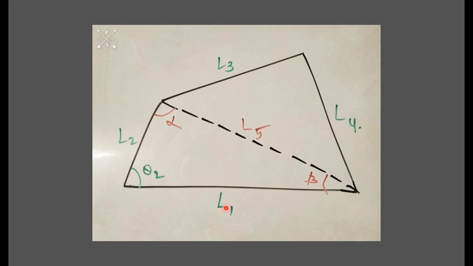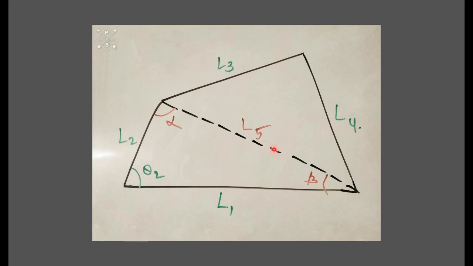How will you do that? You can find L5 from this: L5 square will be equal to L1 square plus L2 square minus 2 L1 L2 cos theta 2. That expression, the cosine rule, you can use to find L5. Then how will you find alpha and beta? If all 3 sides are known and one angle is known, you use the sine rule. I'm not writing these rules anywhere; otherwise you can search and get these rules and use them. I'm just explaining how to do it.